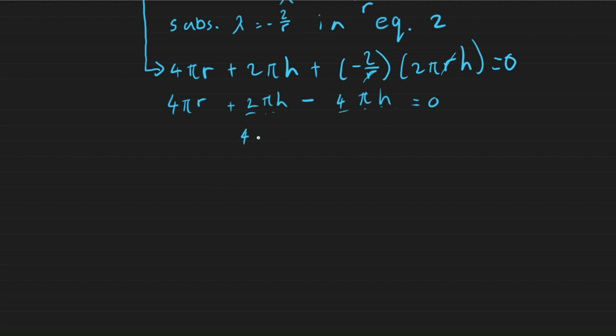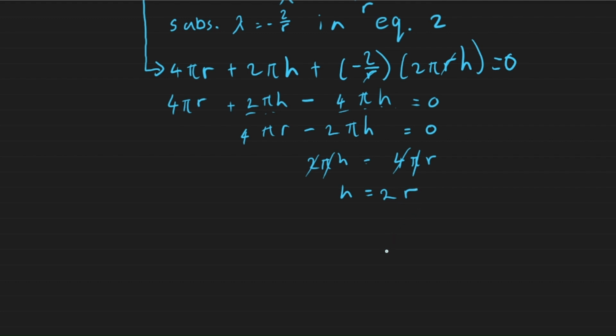So we have 4 pi r minus 2 pi h equal to 0. We send it to the other side. We're left with 2 pi h is equal to 4 pi r. The pi's will cancel. Divide both sides by 2, and we see that h is equal to 2r.